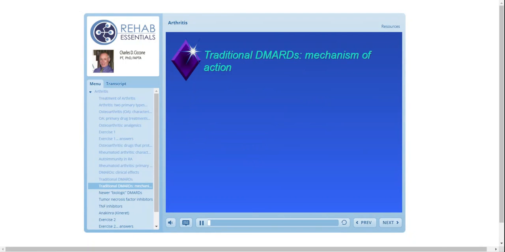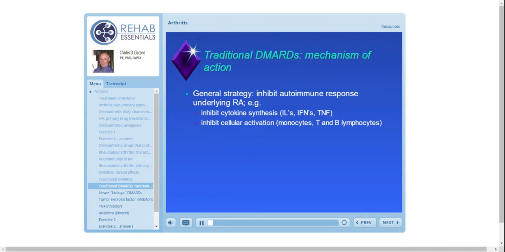So how do the traditional DMARDs work? Well, the general strategy is to inhibit the immune response by doing things like inhibiting the production of cytokines. These are things like interleukins, interferons, tumor necrosis factor. These are small proteins that the immune system uses as messengers to activate other immune system cells. These drugs also inhibit the cellular activation of the monocytes, the T lymphocytes, and the B lymphocytes that are actually promoting the joint destruction. So what we see is these drugs affect many different aspects throughout the immune system.